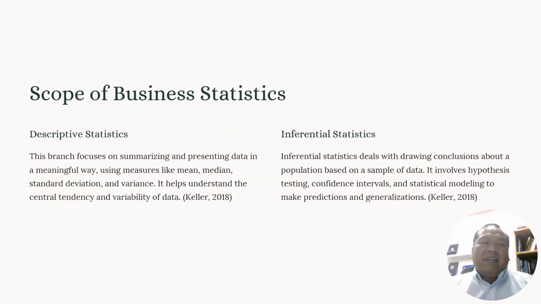Okay. Now, the scope of business statistics, there's two. There's a descriptive one, which summarizes or presents data in meaningful ways. It measures things like the mean, median, standard deviation and the variance. It helps understand the central tendency and the variability of data. So this is the easier statistics. This is the most common statistics.